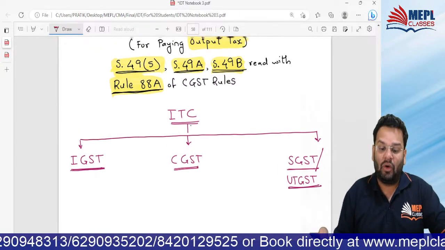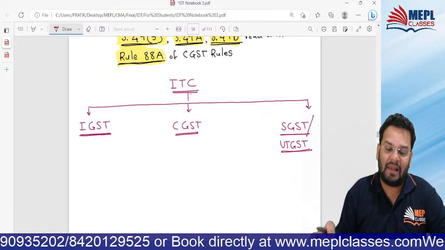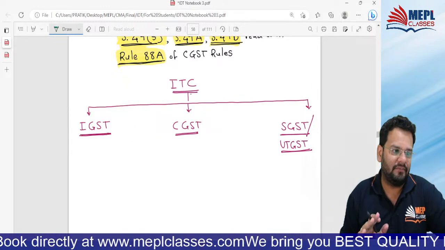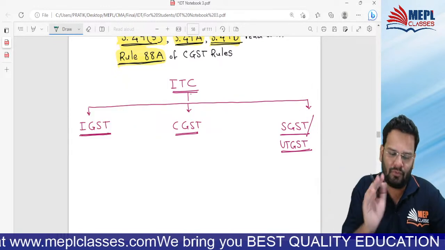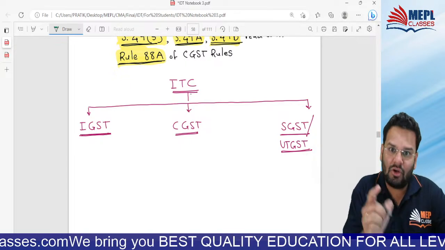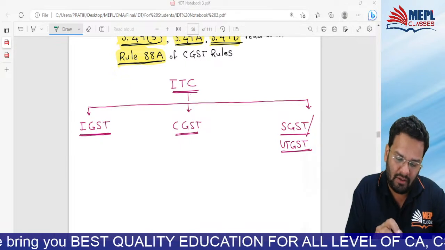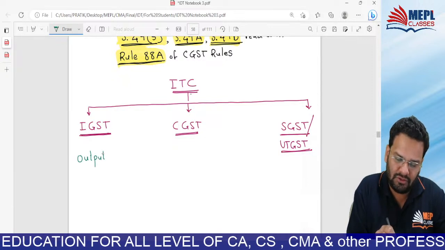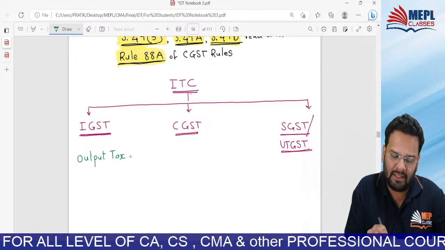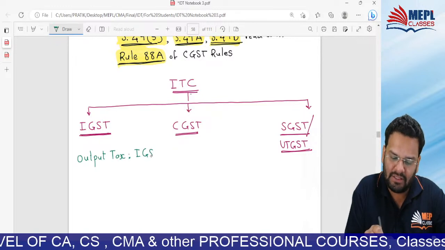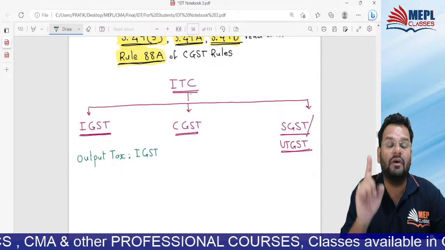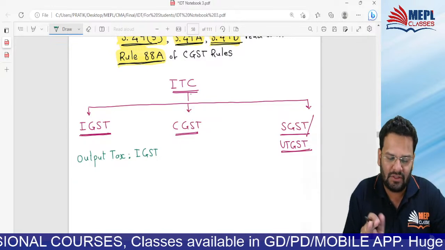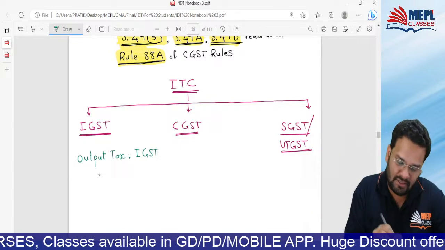Now, what is the sequence of using this balance? First, you will use ITC of IGST. ITC of IGST will be used to pay output tax, of course, output tax of IGST. This is the first thing that you should do. You should touch ITC of IGST first to pay output tax of IGST.